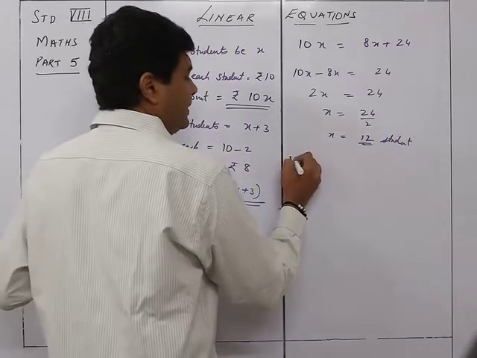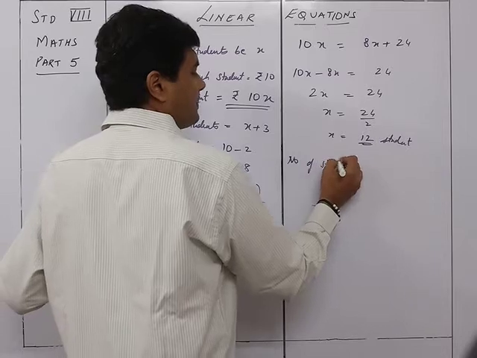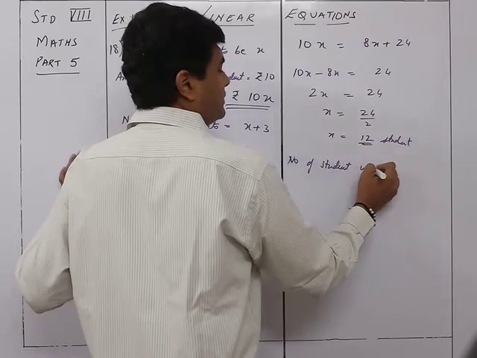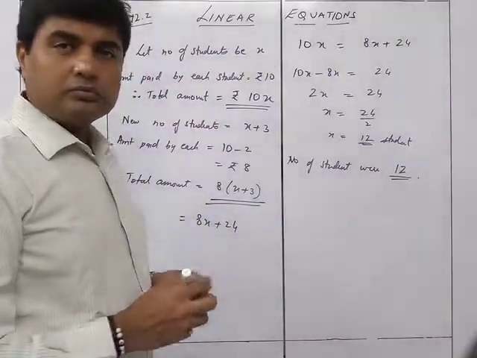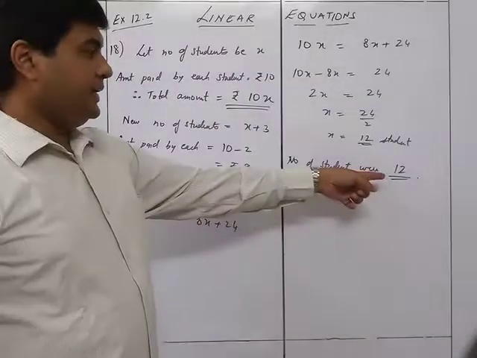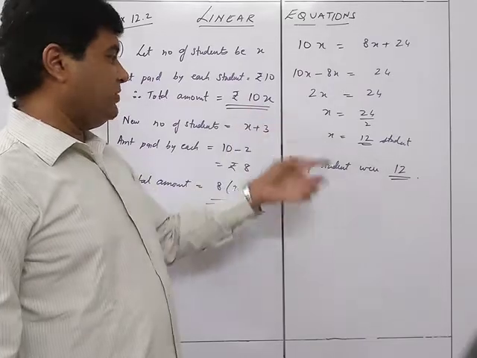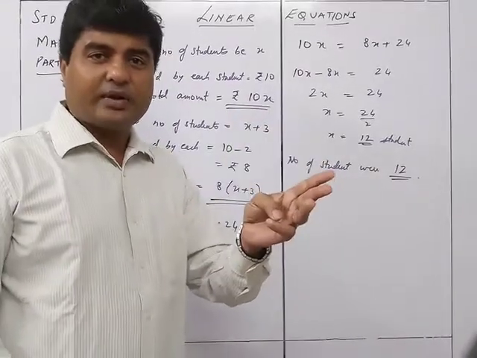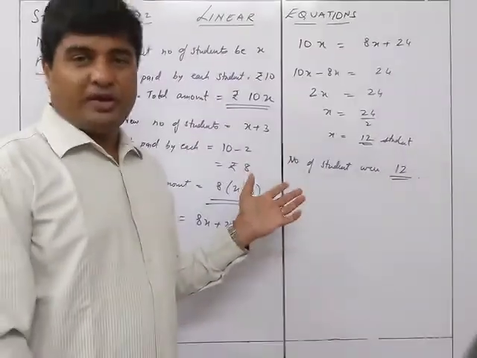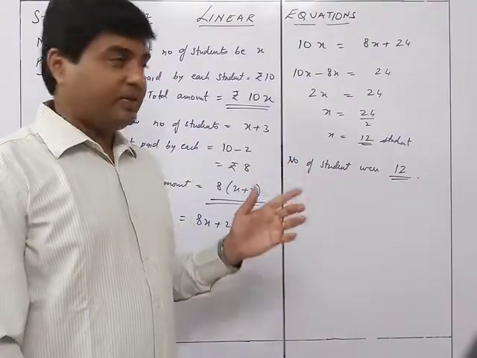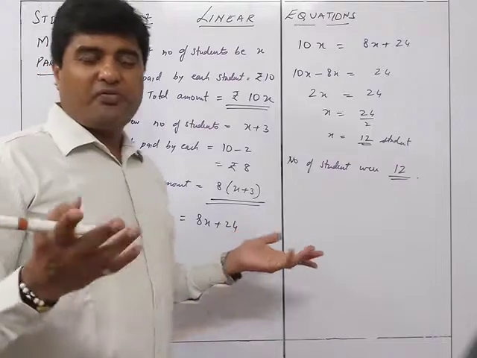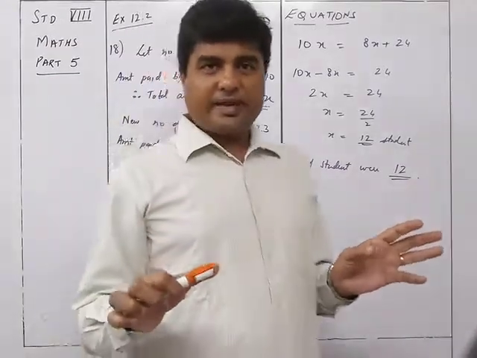So the number of students were 12. Okay. So each paying 10, so 120 rupees. And the same thing, if there are 3 more, what will happen? 12 plus 3 means 15. Okay, so there will be 15 students. So 120 rupees at 8 rupees each. So instead of 10 rupees, they are paying 8 rupees. Perfectly right. So exactly the same thing.